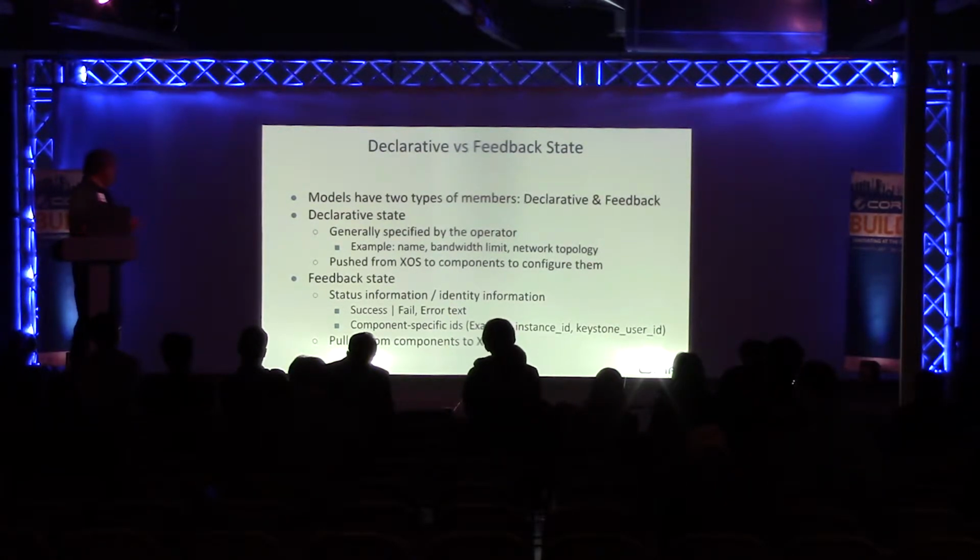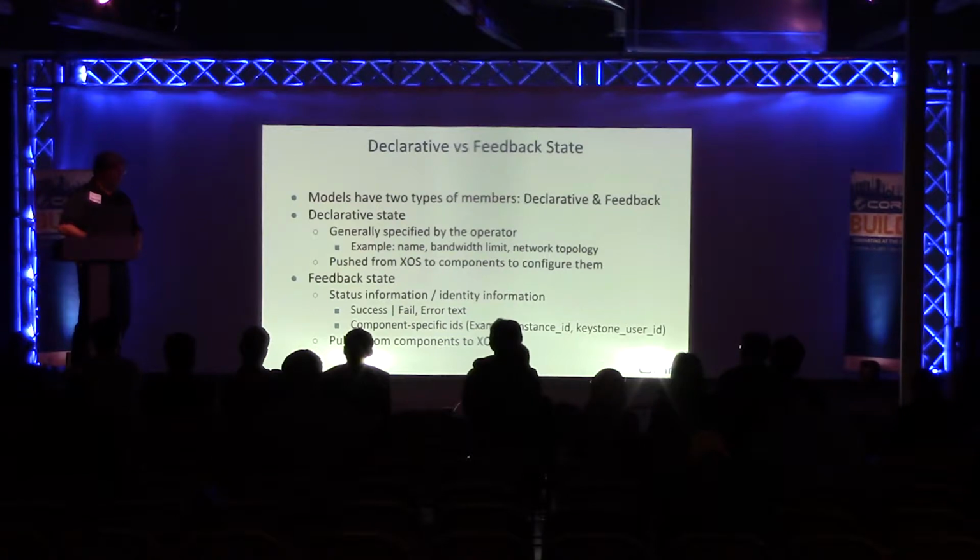Declarative state is generally pushed from XOS to components. So, for example, from XOS to OpenStack in order to configure those components. In the opposite direction, you have feedback state. And feedback state is status information or identity information that flows from the components back up into XOS. The most common form of feedback is just did an operation succeed? So an operation either succeeded or it failed. And then if it did fail, was there an error associated with it? So for example, you create something in OpenStack, it fails. That failure as well as the error code gets pushed back to XOS.